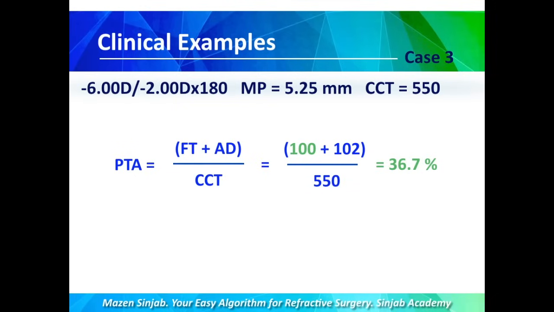Now, since it is below 40%, we can increase the thickness of the flap to 110, and still the PTA is below 40%. We gain this 10 microns in the flap thickness in order to have a thicker flap to avoid some flap complications intra- and post-operatively.